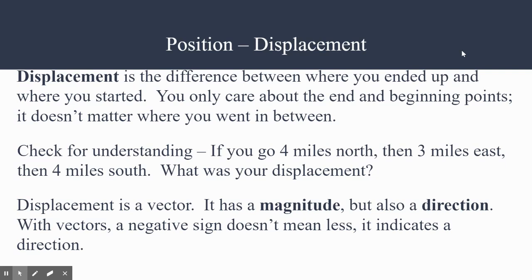That goes back to our lesson 2 days ago, remember? A negative sign doesn't mean less. When you're talking about vectors, a negative sign is a direction convention. Remember what we said? We said that up and to the right is positive, and down and to the left is negative. That's the typical direction convention. Now, depending on your frame of reference, that could be different, but for the purpose of this course, that's what we're going to consider our direction convention.